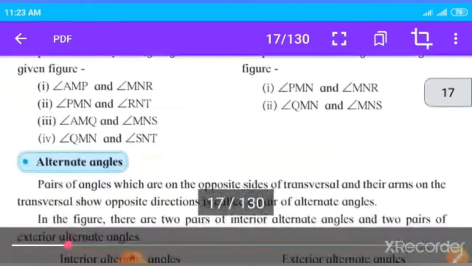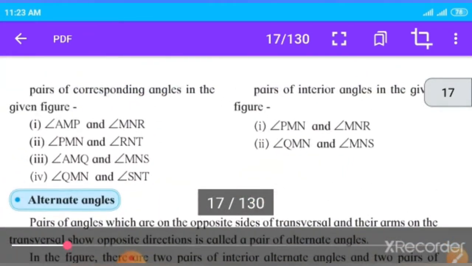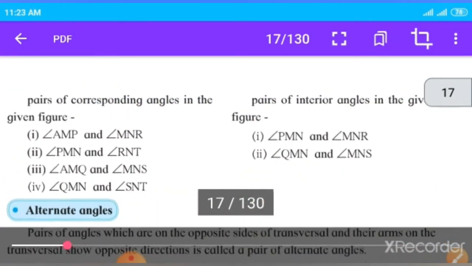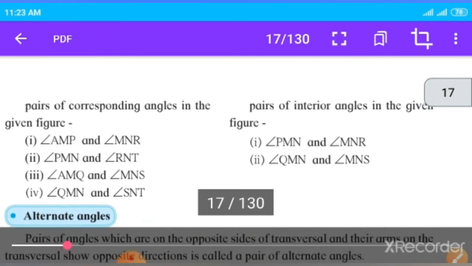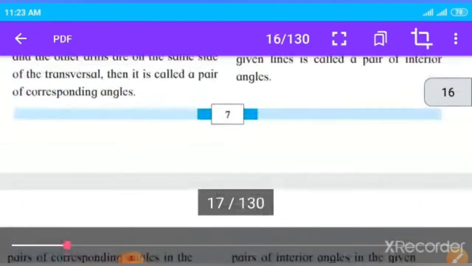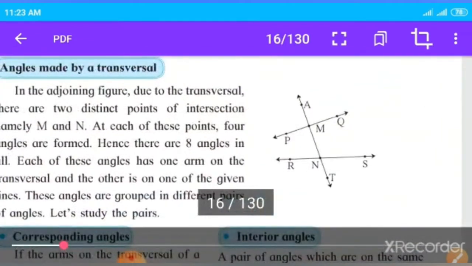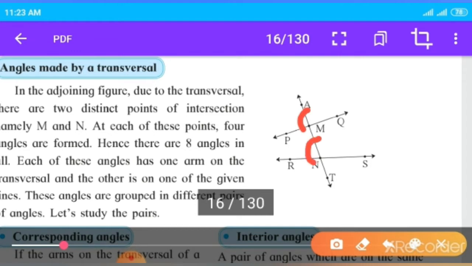Next, pairs of corresponding angles: angle AMP and angle MNR. These are corresponding angles. Or angle AMQ and angle MNS. These are corresponding angles.